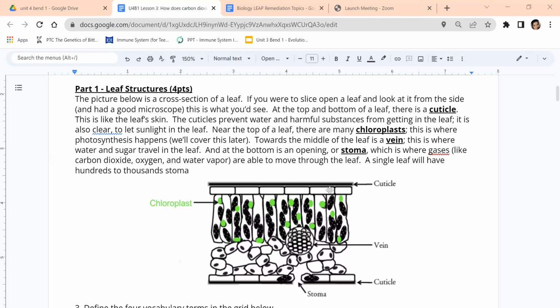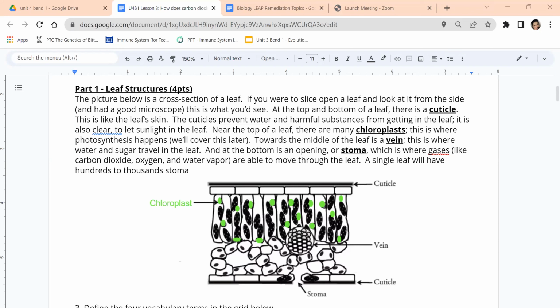So leaves have a cuticle on the top and the bottom, and this cuticle is like our skin. It is waterproof, and so it protects the leaf, and it prevents the loss of too much water, because we know that plants need water.